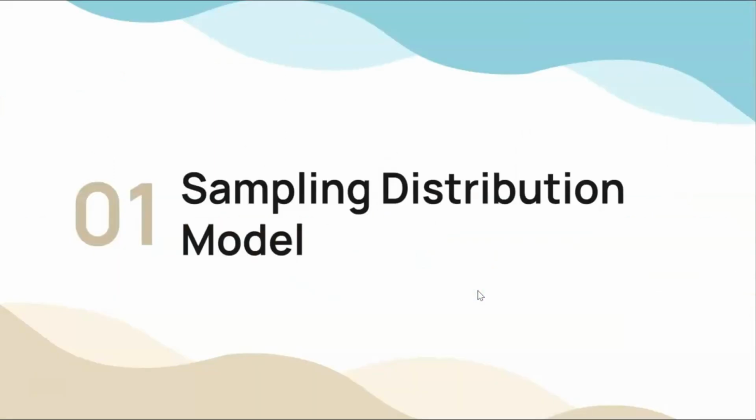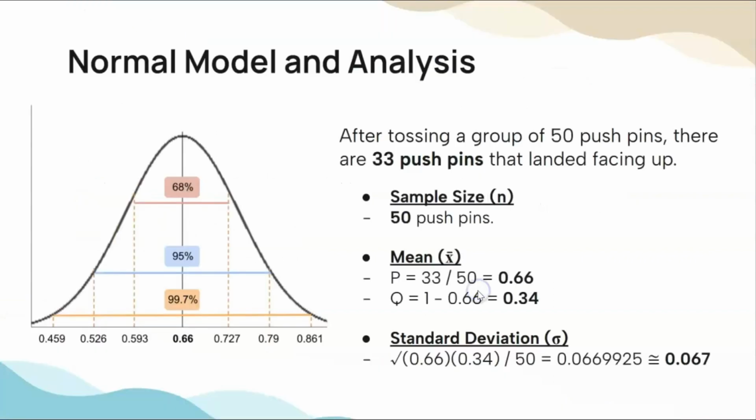So first we have our sampling distribution model. So here is our normal model and analysis. After tossing a group of 50 push pins, there are 33 push pins that landed facing up. So our sample size, or n, is 50 push pins. Then our mean is 0.66 and the value of q is 0.34. And here's our standard deviation.